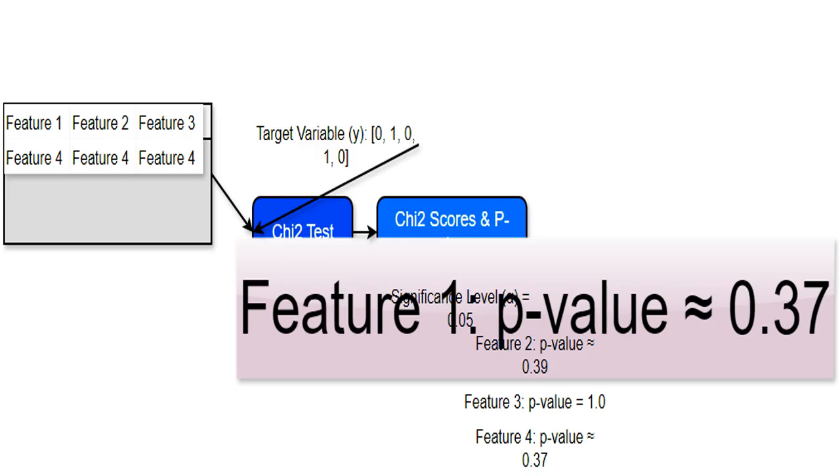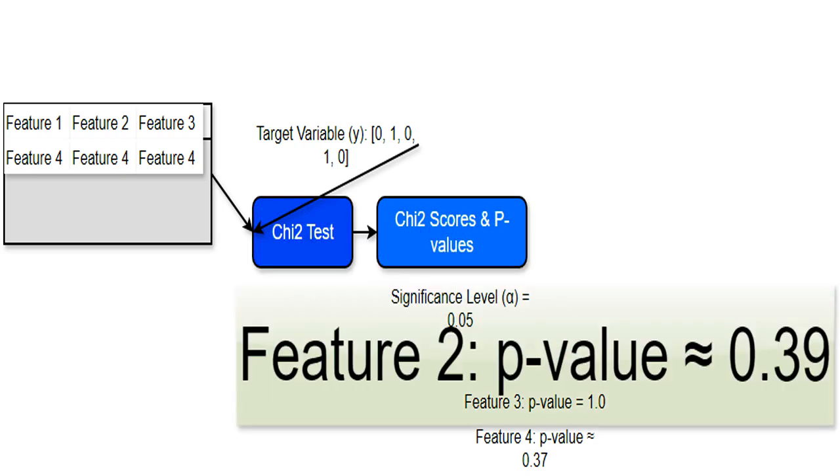This p-value is above 0.05, my significance level. Therefore, I conclude that there is no statistically significant relationship between feature 1 and my target variable. Like feature 1, this p-value is also above 0.05. I conclude that there's no significant relationship between feature 2 and my target variable.